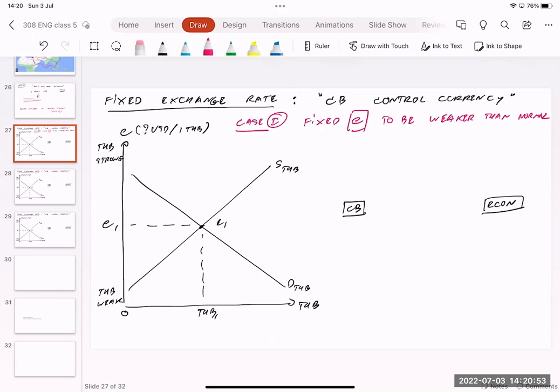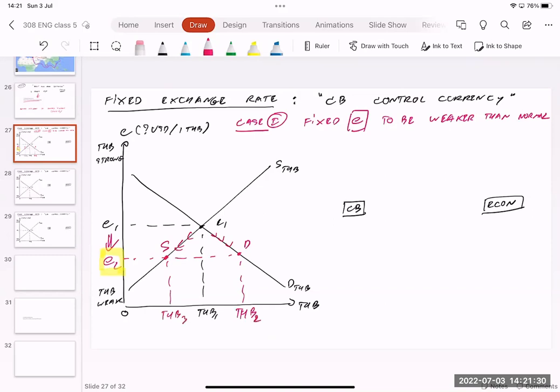If you want to do that, of course you can do it by using a fixed exchange rate. For example, in this case, you may fix the exchange rate to be weaker than normal at E2. You can see that E2 is lower than E1. If you want to fix your exchange rate at E2, you're going to have some problem. What problem do you have at E2? You can see here that demand is going to be here. Demand is the point where they're going to buy Thai baht. Supply is going to be here, the point where they're going to sell Thai baht.